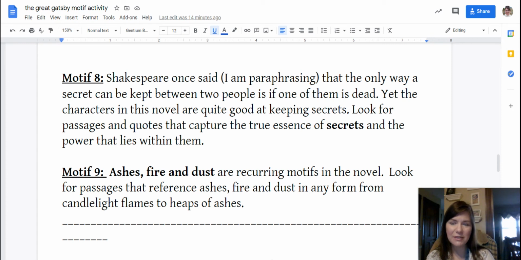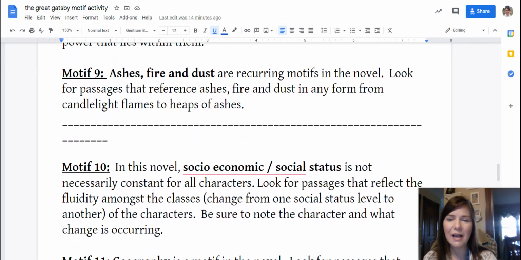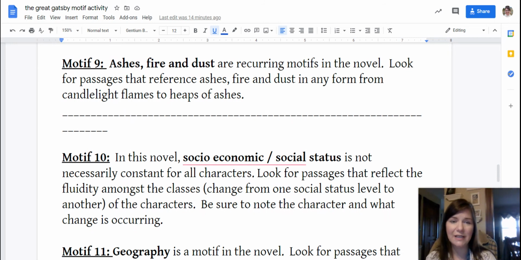So if you're tracking motif 8, you're tracking these secrets. All right, motif number 9. Ashes, fire, and dust are recurring motifs in the story. So you're looking for passages that reference ashes, fire, and dust in any form. There are candlelight flames, so that would count as fire.